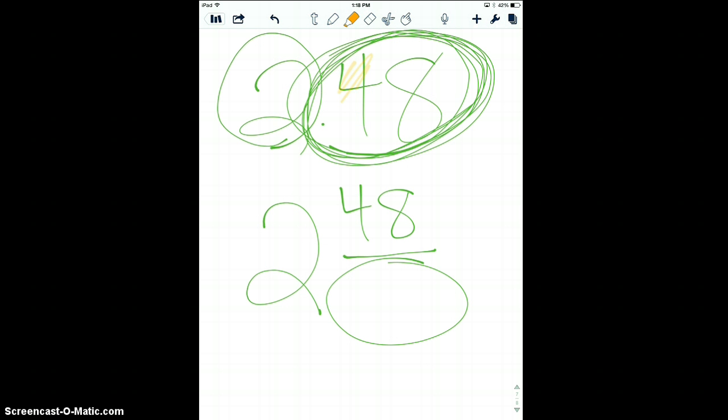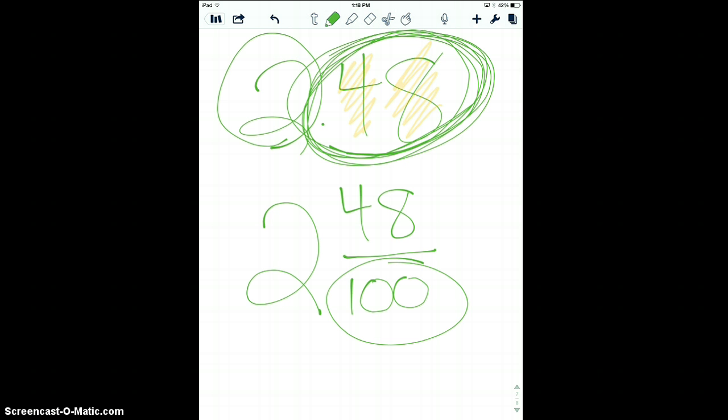So this is when you got to know your decimal places. The first place after the decimal is the tenths. Second place is the hundredths. Meaning that this is going to be 48 hundredths. And there we have it. We just wrote it as a mixed number.